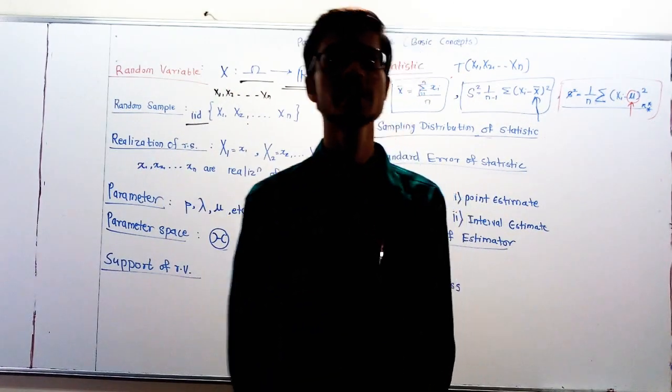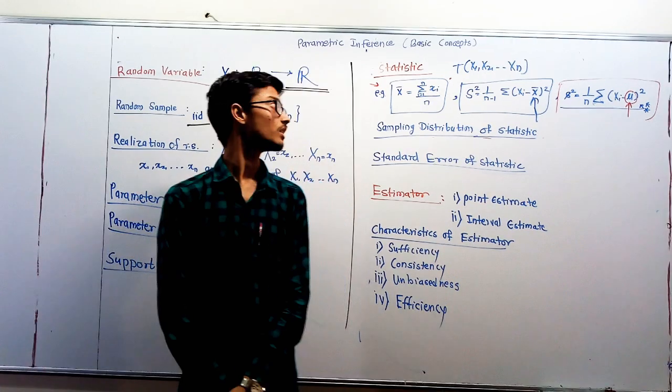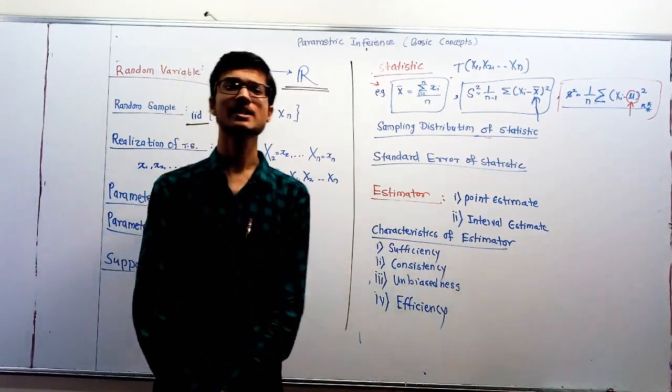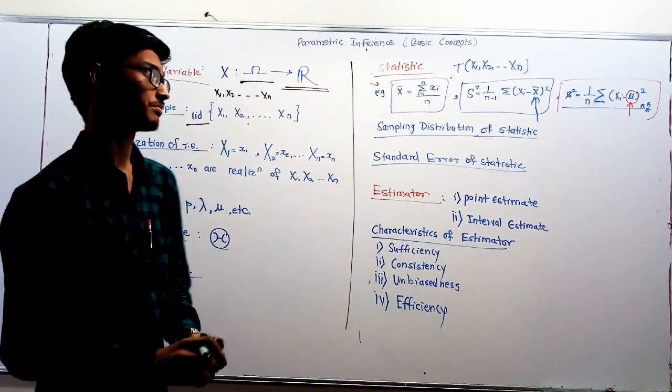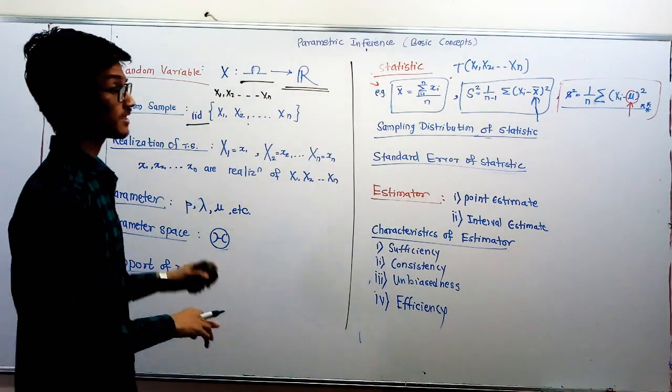Hello friends, this is an introductory lecture about the different concepts in statistical inference and estimation. See, first concept is random variable.